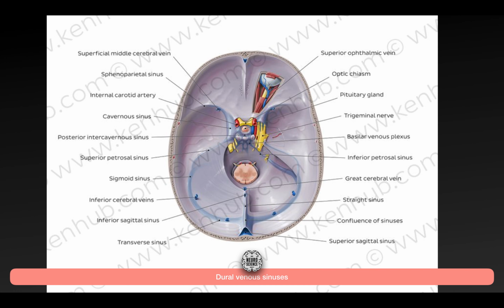So here's a little quick recap. See if you can go through the cavernous sinus, see if you can find the superior and inferior petrosal sinuses, see if you can find the confluence and the superior sagittal sinus, see if you can find Galen's vein, which is also called the great cerebral vein, the straight sinus, all those different structures.